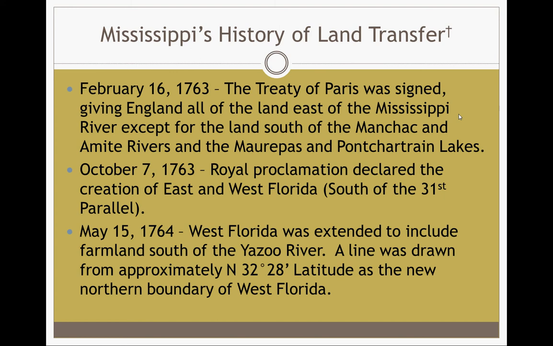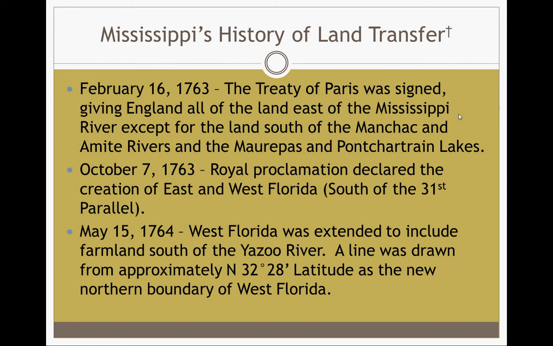On October the 7th, 1763, a Royal Proclamation declared the East and West Florida region to be created south of the 31st parallel. So they basically split it up by Royal Proclamation shortly after the Treaty of Paris. And then in 1764, West Florida was extended to include that farmland south of the Yazoo River. Now, if you'll remember from the slides from Chapter 1, this was a line that was drawn approximately north 32 degrees, 28 minutes latitude as the new northern boundary of West Florida. But this was disputed for many years because this was done by a king arbitrarily.